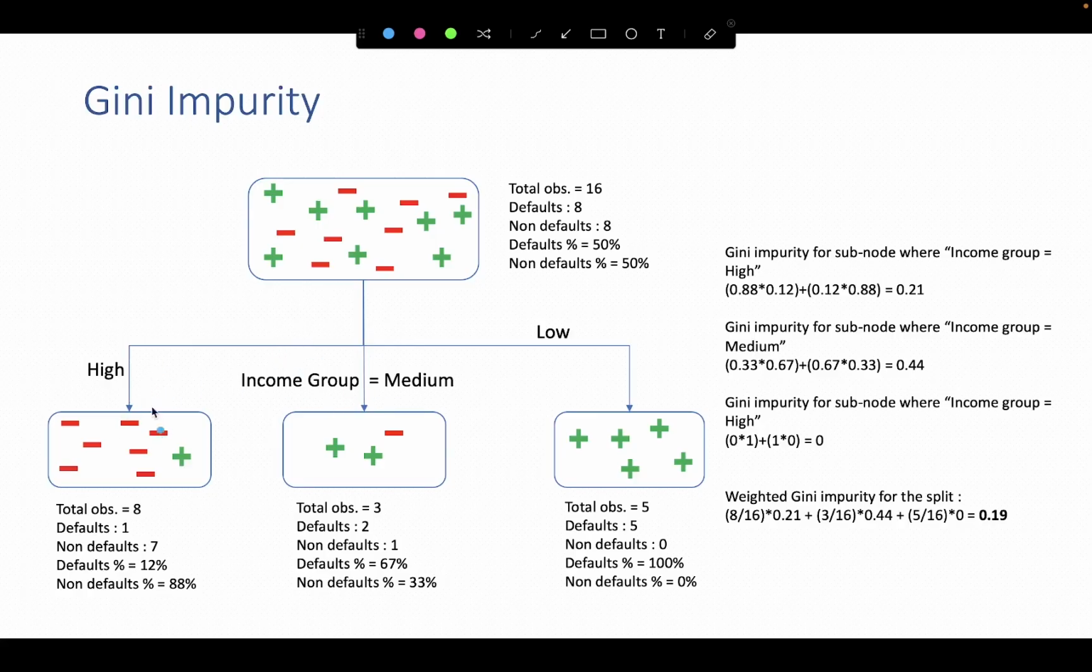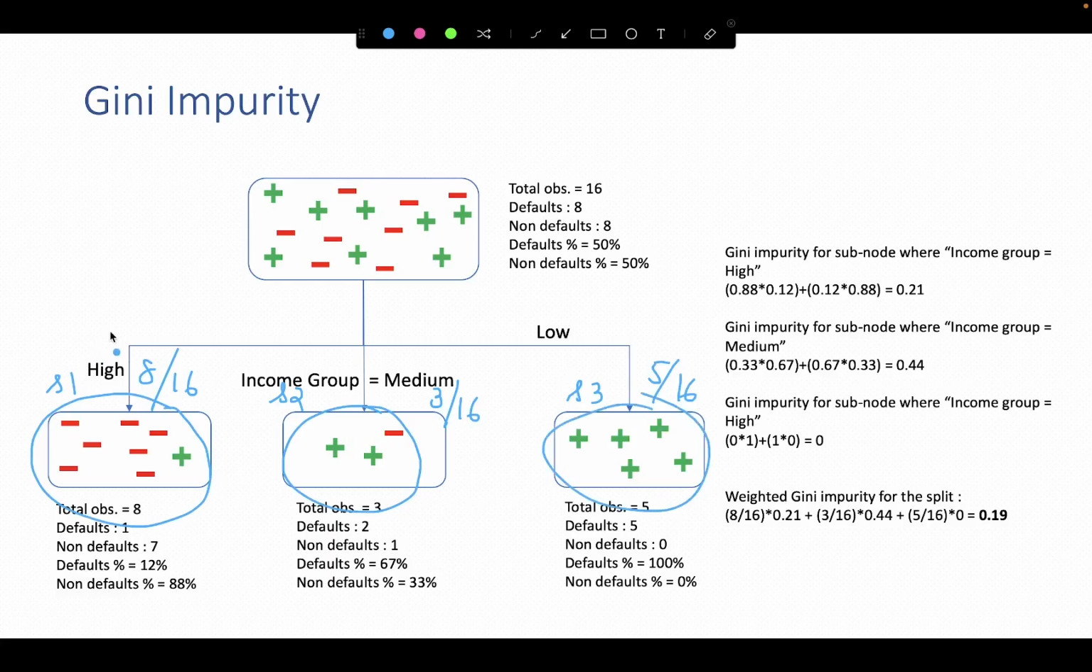Like we compute the weights for individual subnodes. So this is subnode S1, subnode S2, subnode S3. For subnode S1, the weight is going to be 8 by 16. Subnode S2, the weight is going to be 3 by 16. Subnode S3, it's going to be 5 by 16. So we compute individual Gini impurity for subnode S1, S2 and S3. We multiply those Gini impurities with the corresponding weights and finally add all of these resultant multiplication terms in order to attain the weighted Gini impurity for the overall feature split income group.